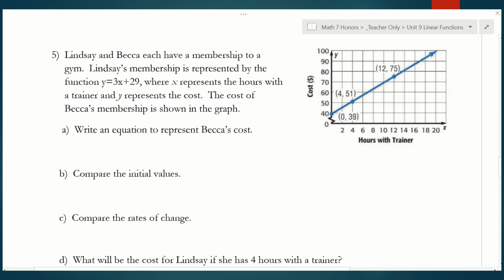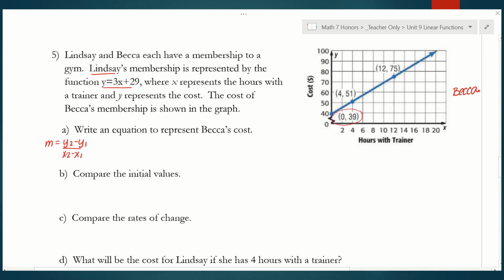Okay, so we have two different memberships here. We have Lindsay's, which is represented by this equation, and we have Becca, who's in our graph over here. It looks like we're comparing the cost versus the hours with a trainer. So let's write an equation to represent Becca's cost. Now I need the slope and the y-intercept to do that. To find my slope, I'm going to pick 2 points and use my slope formula to do that.